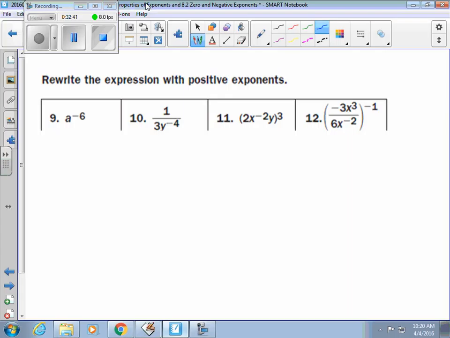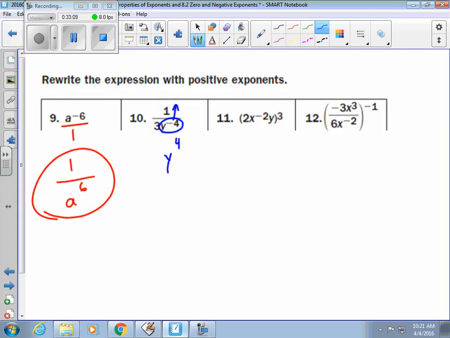Number 9 says rewrite them with positive exponents. A to the negative 6. Ride the elevator. 1 over A to the positive 6. What is being raised to a negative exponent for number 10? Is it 3 and y, or is it just y? It is just y that is being raised to the negative 4. Only that part rides the elevator. Y to the 4th becomes positive on the bottom, over 3.